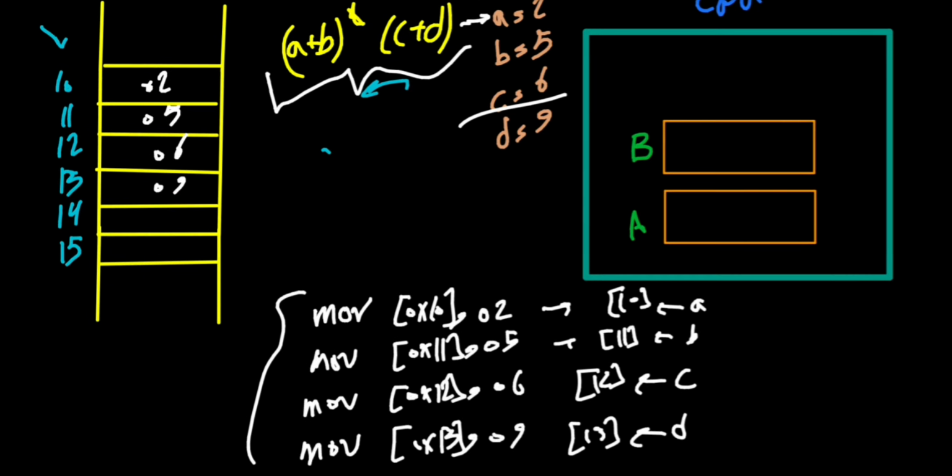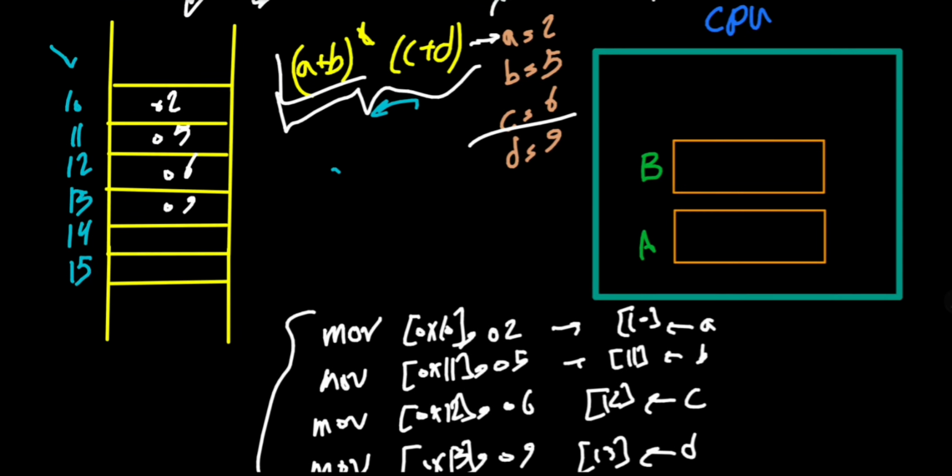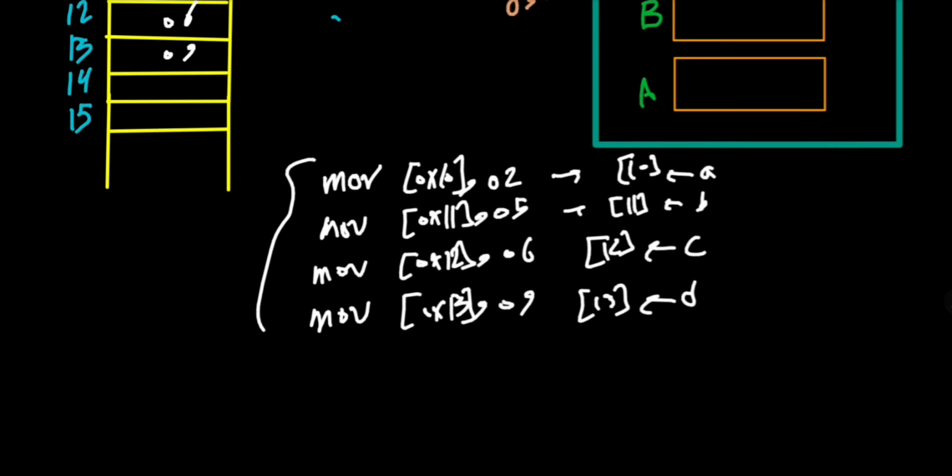So now we want to calculate A plus B. But in order to calculate A plus B, first we need to move them inside the A and B registers.